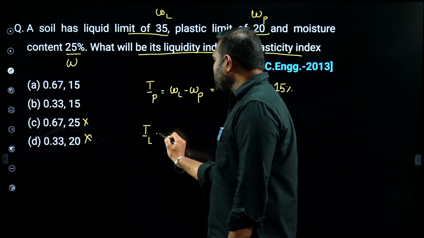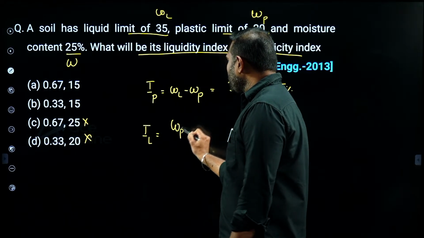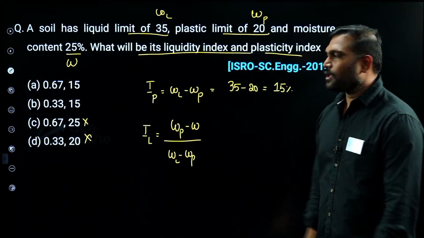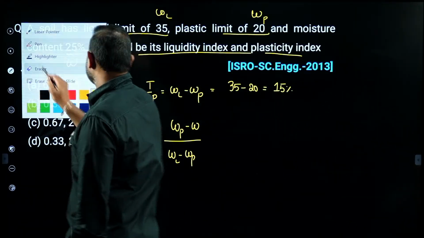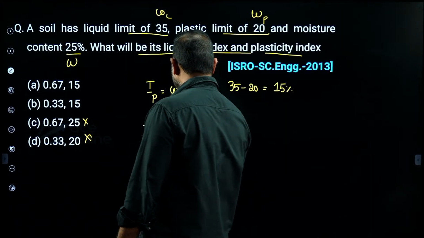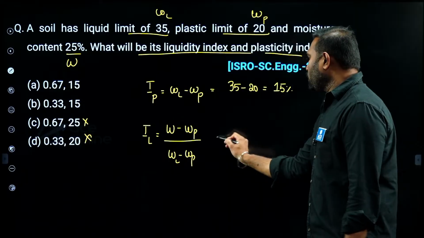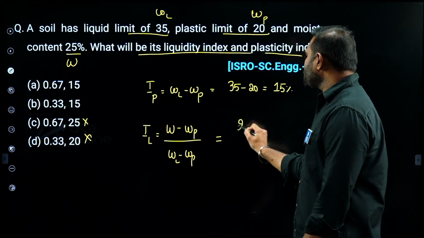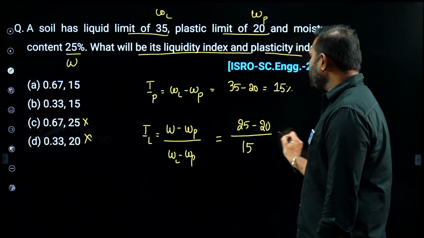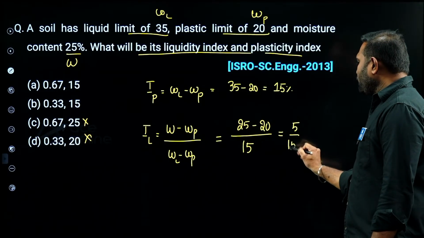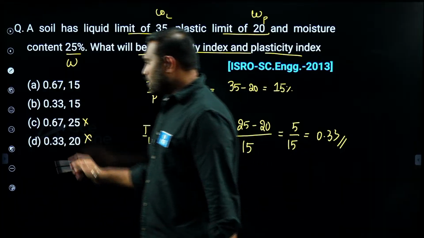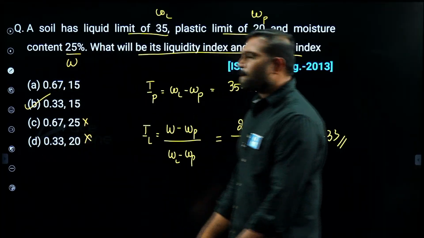So what is liquidity index? IL is equal to W minus WP by WL minus WP. What is W? The moisture content is given as 25, minus WP, which is nothing but 20, by WL minus WP, which is 15. So this is 5 by 15, which is 1 by 3. 1 by 3 means 0.33. So the correct answer is option B, which is 0.33 and 15.